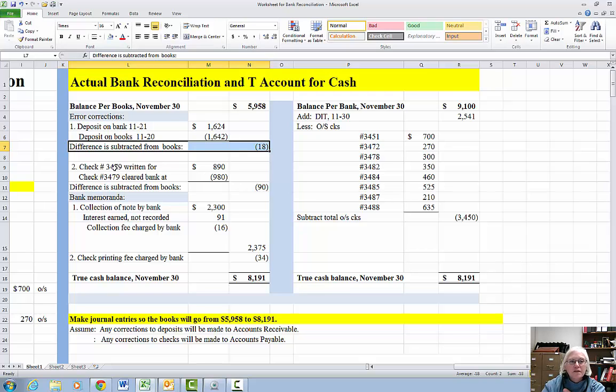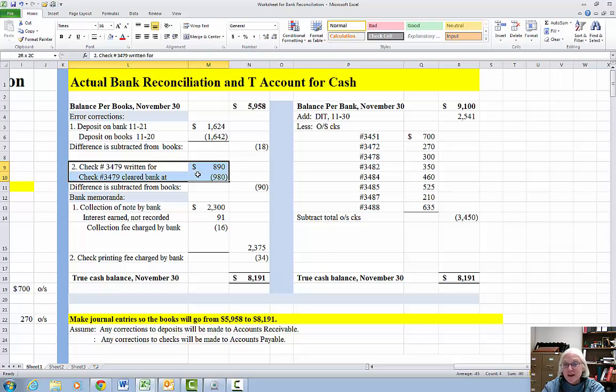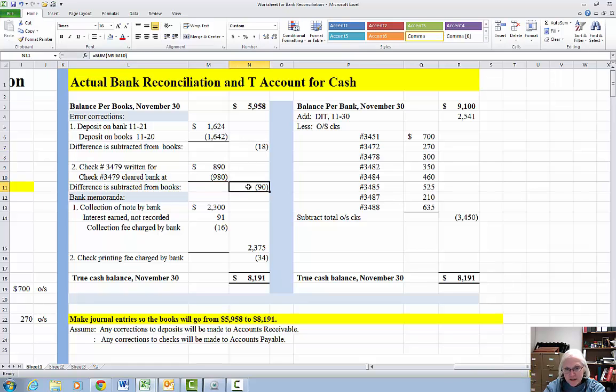All right. The next error is for the check. We wrote a check for what we thought was $8.90, but it cleared the bank for $9.80, so we really wrote it for $9.80. And we just recorded $8.90 as both of these are transposition errors. And if you'll notice, the differences, 18 and 90, are both divisible by 9. So that's what a transposition error is, always. You just transpose a couple of numbers, and the difference is always divisible by 9.